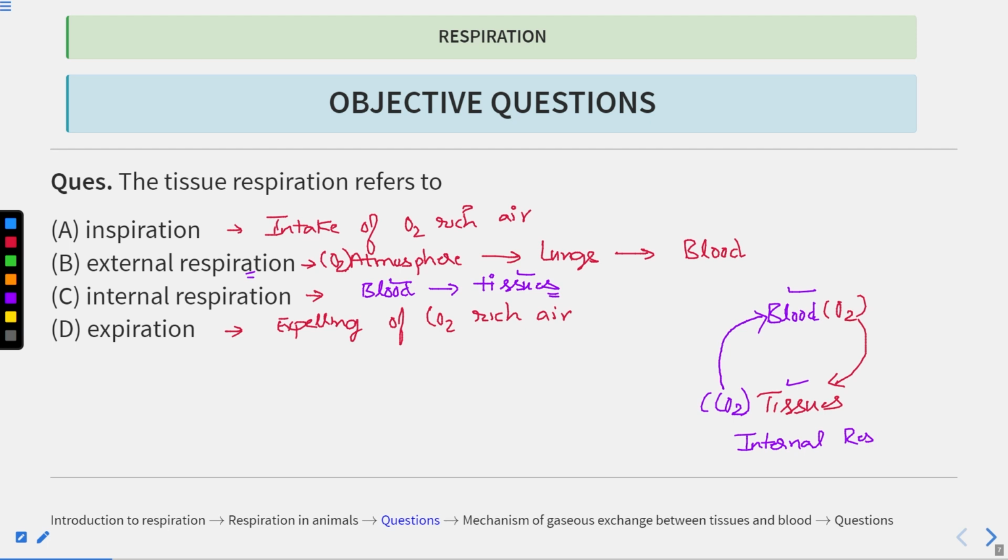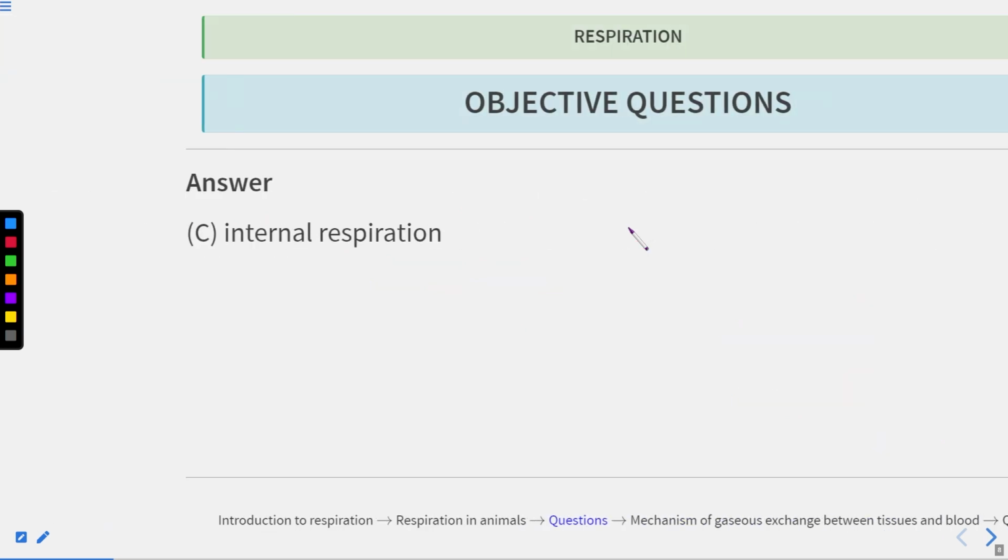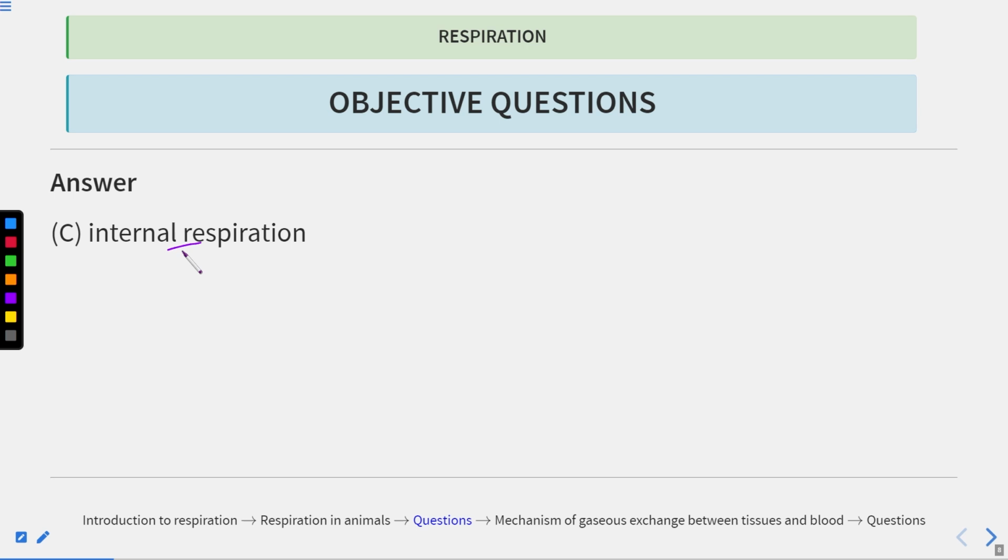Whereas in external respiration, there is an exchange of gases between the atmosphere and the organism. Clear? So what should be the answer? The tissue respiration refers to, so we are talking about the tissue here. Internal respiration. And I've already explained why internal respiration is known as tissue respiration, because it is an exchange between the blood and the tissues.